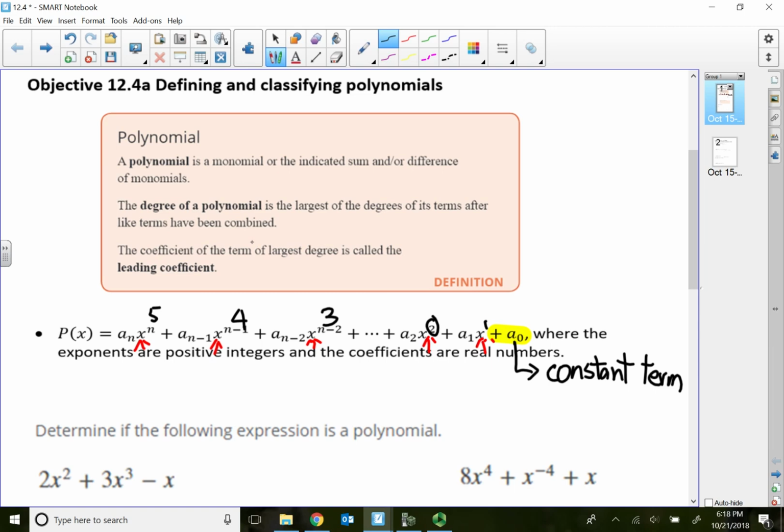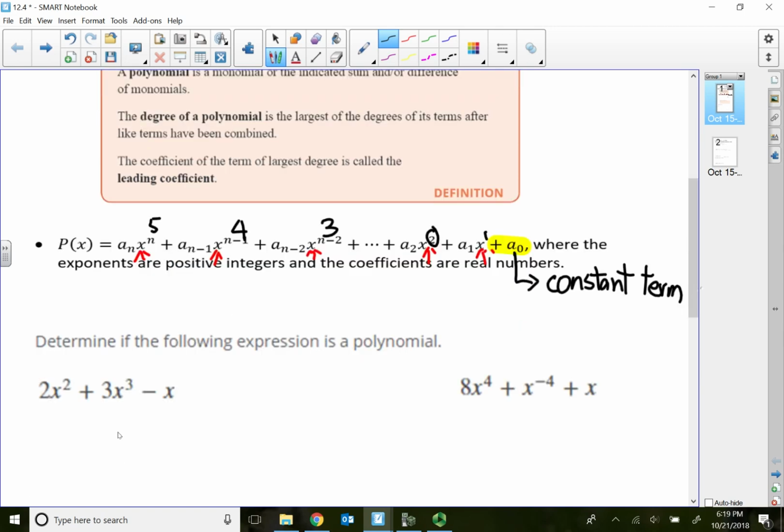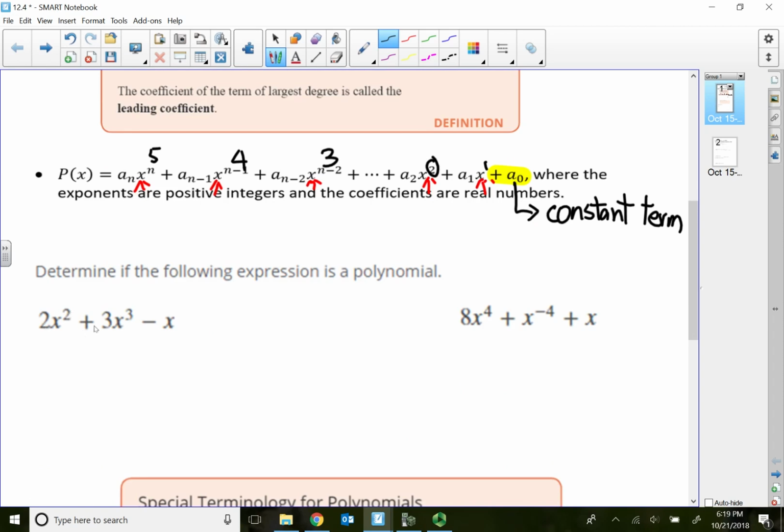The coefficient of the term of the largest degree, or the highest exponent, is called the leading coefficient. Let's look at my example down here. This is a perfect example of a polynomial: 2x squared plus 3x to the third minus x. Here I have 3 terms. All 3 terms use the same variable, but since they all have different exponents, that makes them unlike terms, so we cannot combine them.